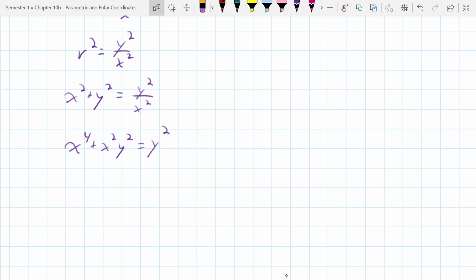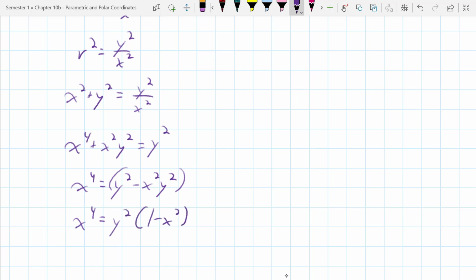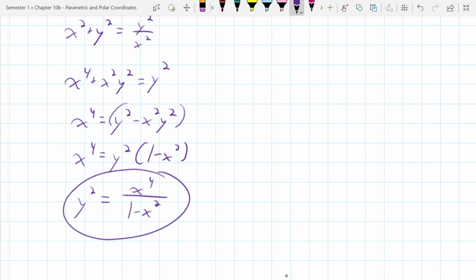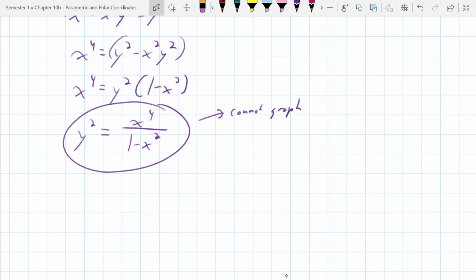So the best I'm going to be able to do is just get an equation, but I really won't be able to graph it. So if I move the y's to one side, get y squared minus x squared y squared, and factor out a y squared, I get x to the 4th is equal to y squared times 1 minus x squared. Divide both sides by that. I get y squared is equal to x to the 4th over 1 minus x squared. And this is plenty for what we need. I cannot graph it really, but I did want you to see what that kind of looks like.